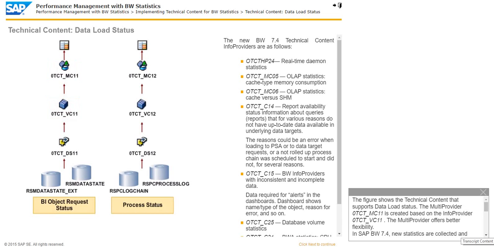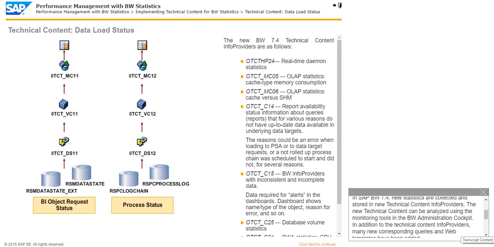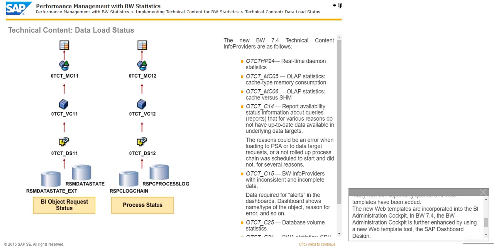In SAP BW 7.4, new statistics are collected and stored in new technical content info providers. The new technical content can be analyzed using the monitoring tools in the BW administration cockpit. In addition to the technical content info providers, many new corresponding queries and web templates have been added. The new web templates are incorporated into the BI administration cockpit.